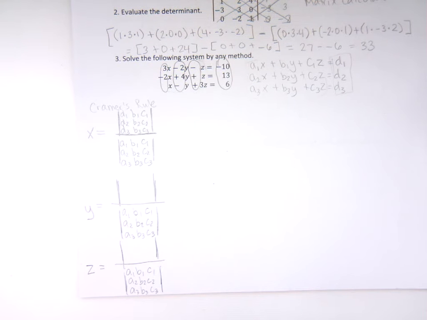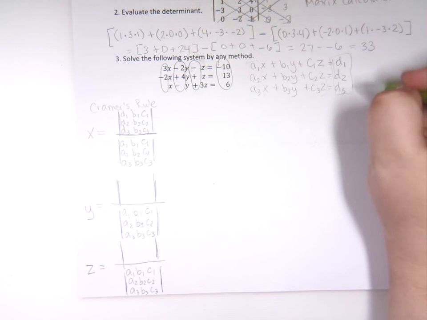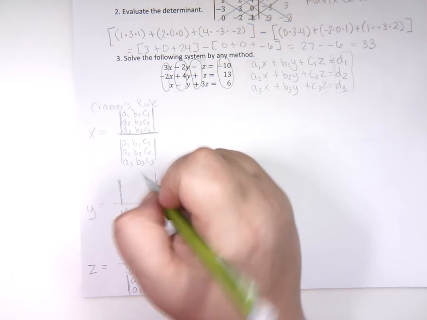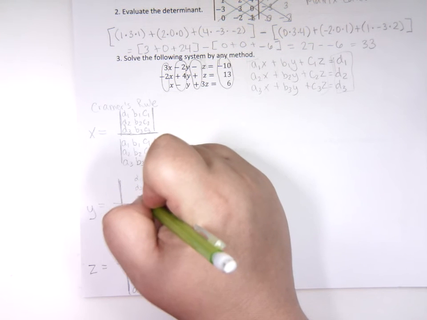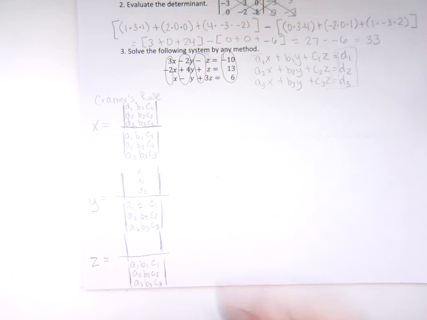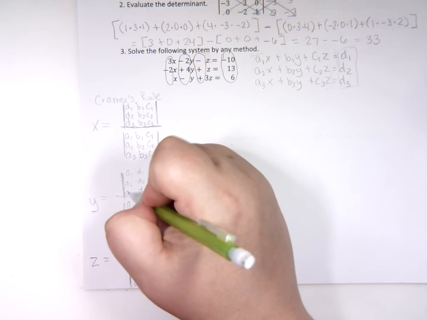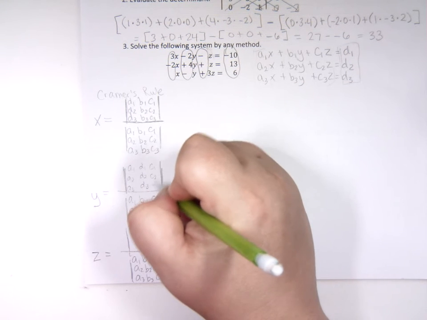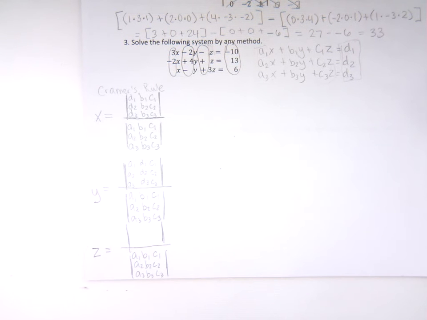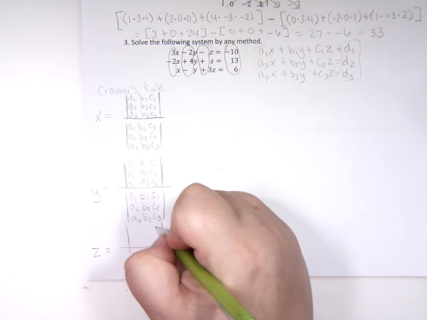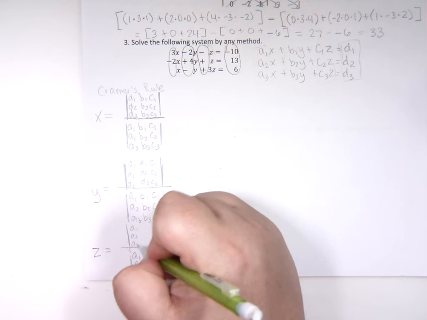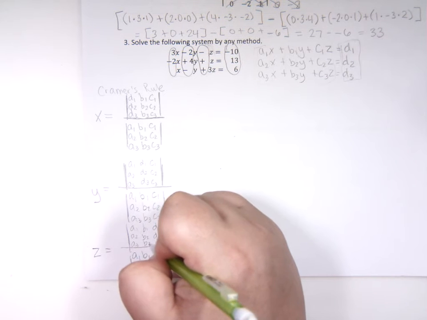When you're solving for y, your D column is going to take the place of your B column. So in the middle, we're going to have D1, D2, D3, and then everything else is going to stay the same. So we've got A1, A2, A3 to the left, and C1, C2, C3 to the right. And then for z, you may have guessed, the D column is going to replace the C column. So we've got D1, D2, D3 in the last column, and then the other two stay the same: A1, A2, A3, B1, B2, B3.